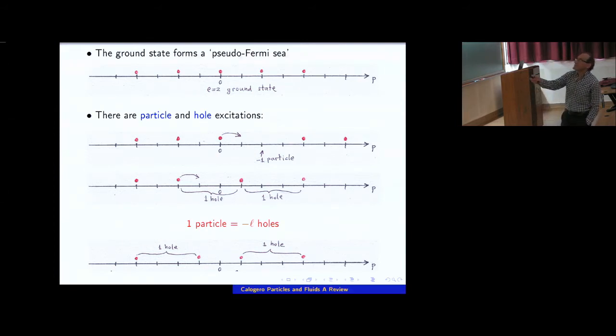But let's stay with this picture for a moment. This is, of course, the ground state, and over that ground state, you can have excitations. And just as in a Fermi sea you can have particle and hole excitations, you can also have particle and hole excitations here. A particle excitation, of course, would be to take this particle and move it up this lattice, or take this particle and move it up this lattice. That's clearly a particle moving away from this pseudo-Fermi sea.